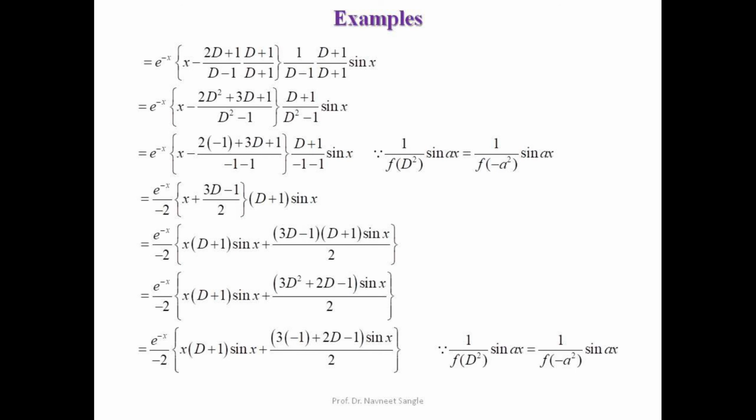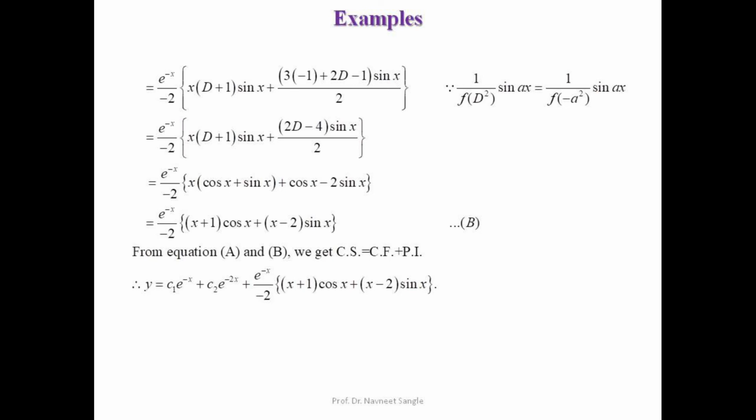So once again that step we keep as it is as the first line for understanding purpose. Then in the second stage, if we simplify this step, then we get e raised to minus x upon minus 2 as it is, then x into (D plus 1) sine x, plus once again if we simplify the second term, then we get (2D minus 4) into sine x upon 2.